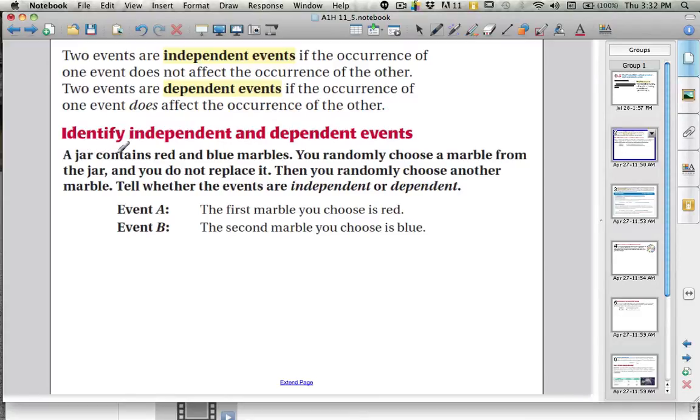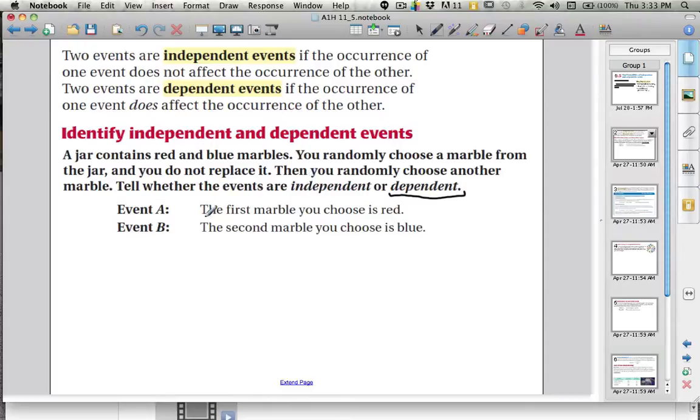So if we look at this, a jar contains red and blue marbles. I randomly choose a marble from the jar and I do not replace it. Then I randomly choose another marble. Tell whether the events are independent or dependent. Well, these are dependent, because once I select a marble and pull it out, if I don't put it back, now the environment of the jar has changed.